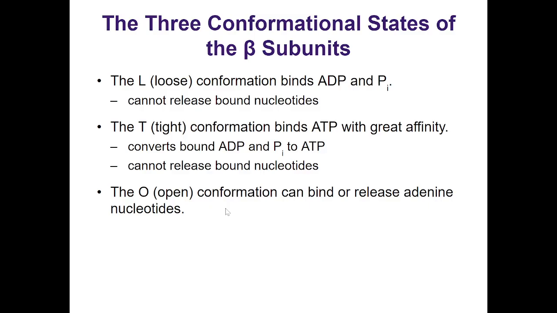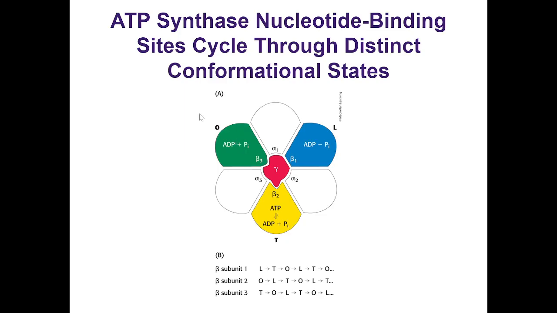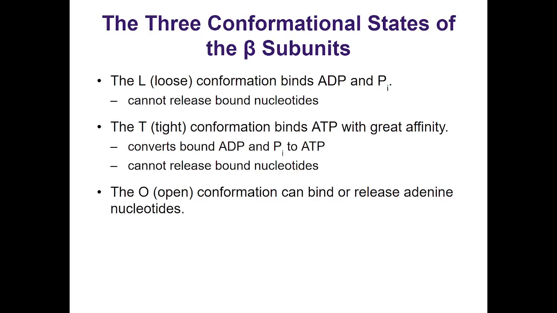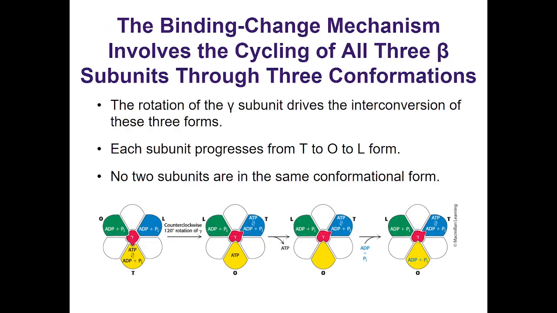The O, open conformation, can bind or release your nucleotides. So this is the one where we get release of the ATP and binding of new ADP. Okay? This is the only one that will allow the release. In the others, they're bound. Remember, you need the proton motive force to release these. It's not actually the reaction that you need the extra energy for. And then this one right here is the form where you have a great affinity for ATP, and this is going to help you along for your ATP. Okay? It's going to bias that equilibrium.